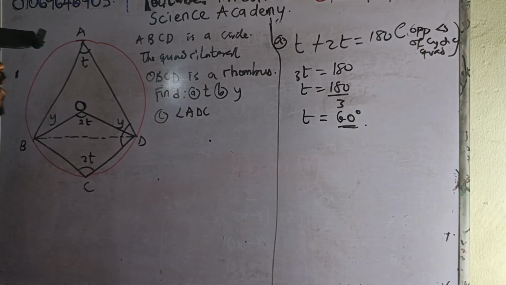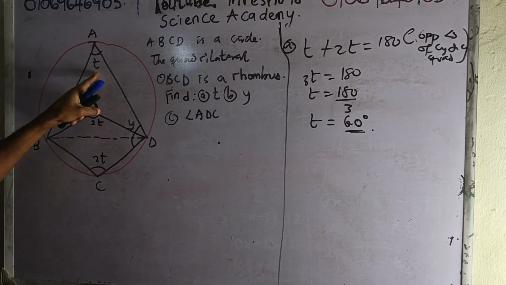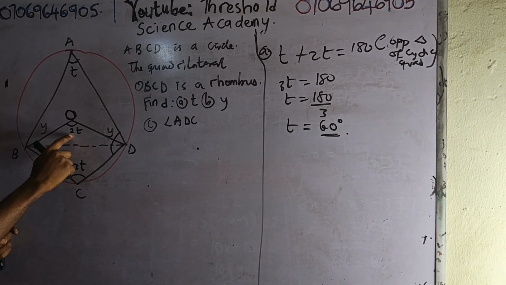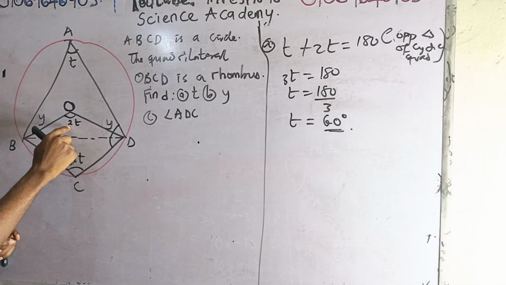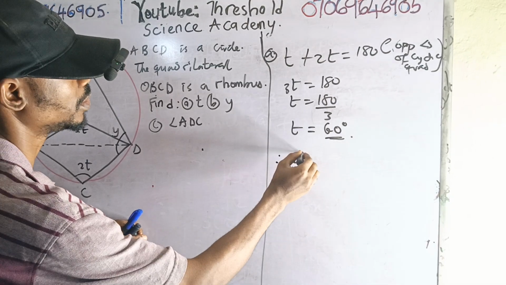And then the next thing is to find our Y. Now, once you know that angle T is 60, automatically we know that this is going to be 2T, which is going to be 2 times 60. So therefore, we know that 2 times 60, or 2T, equals what?